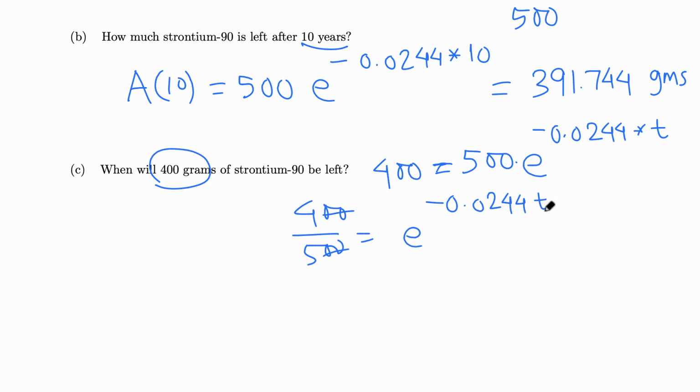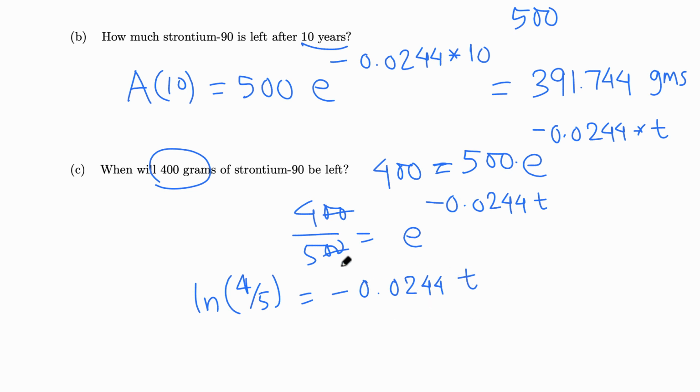Now this t is in the exponent, we have e raised to it. So take ln of both sides, natural log of both sides. ln of 4 over 5 equals, when we take ln, the exponent comes to the front and ln of e is 1, so it's gone, negative 0.0244 t.